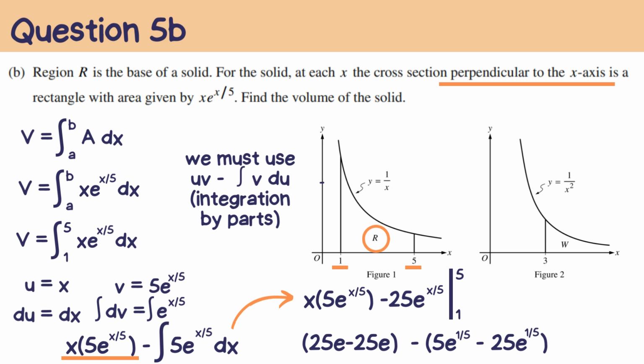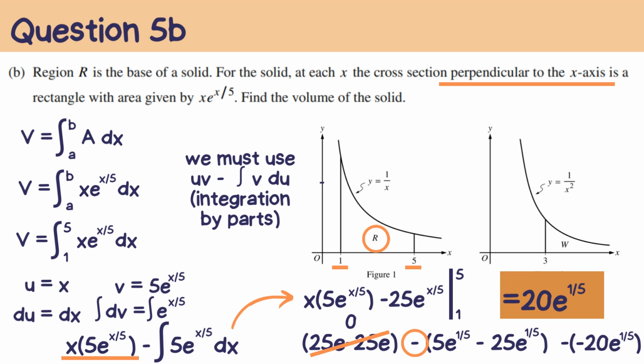And what's really nice is that the 25e minus 25e will cancel, and you get a flat 0. And then 5e to the 1/5 minus 25e to the 1/5 is going to be negative 20e to the 1/5. But there's still a negative out in front, so that's actually going to be a positive 20e to the 1/5. And so your final answer will be 20e to the 1/5 power.